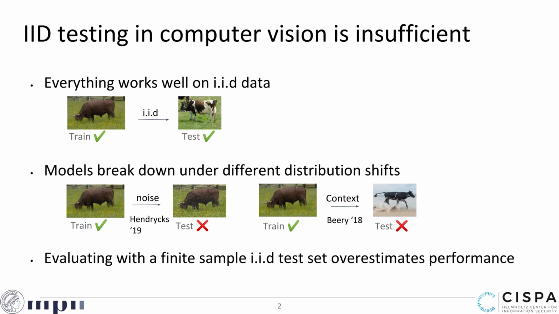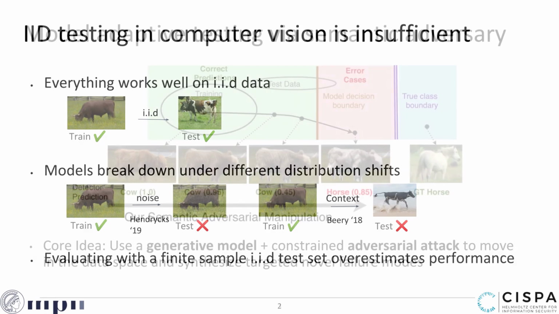Evaluation in computer vision is often done with fixed test sets drawn from IID distribution to training data. Yet recent works have shown that models which perform well on IID data break down under distribution shifts. This includes presence of noise or changes in context. This implies that IID testing alone is not a sufficient criteria of model's performance.